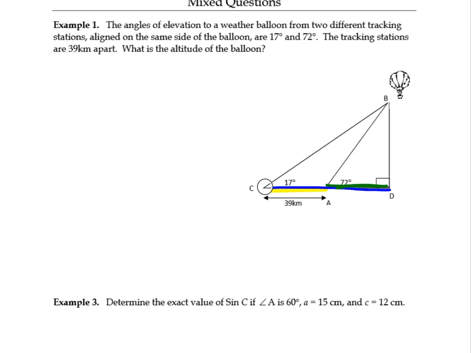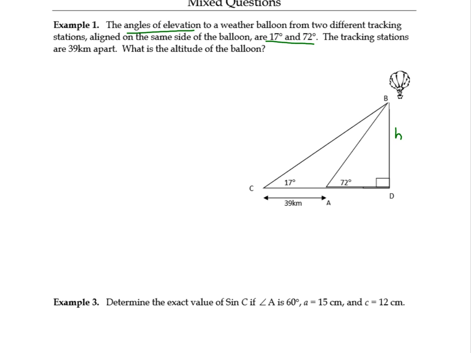Sorry, the diagram's not that great because the triangle looks like it's not the same line, but it is. So here we have a weather balloon, okay, from two different tracking stations aligned on the same side of the balloon. So their angles of elevation are 17 degrees and 72 degrees. This is not drawn to scale for sure. Tracking stations are 39 kilometers apart. What is the altitude of the balloon? So we're looking for what particularly? The height, right? BD here.